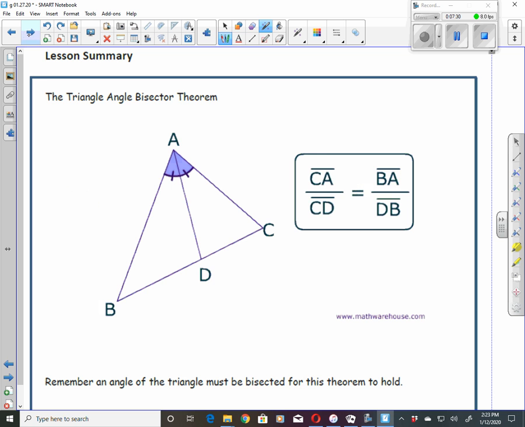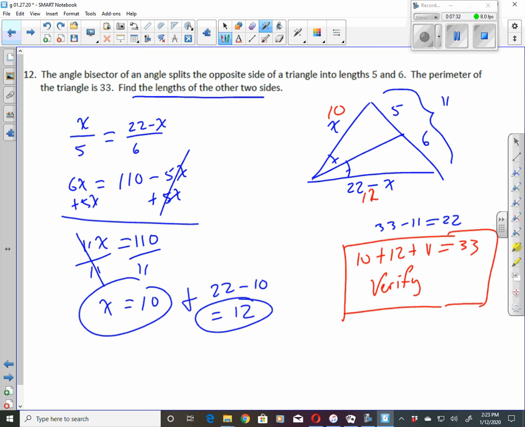Number 12, you had to draw your own picture. They gave us these two sides. They told us the perimeter was 33. If I know this was 11, that meant that 33 minus 11 was 22. So these two sides added up to 22. If this was x, then that's 22 minus x. So now I can set up my proportion and go through the process. I found x to be 10, and then I found the other side to be 12.